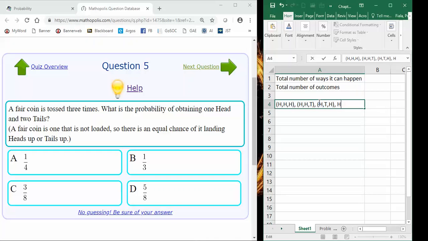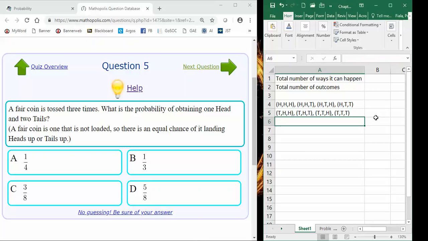And then head, tail, tail, correct? Yeah, okay. Then now let's do tail. Let's start with tail, head, head. We can do a tail, head, tail, correct? We can also have a tail, tail, head, and we can also have a tail, tail, tail, right? I think I got them all. One, two, three, 3 times. Okay, so that's one, two, three, four. So that's 8 outcomes.